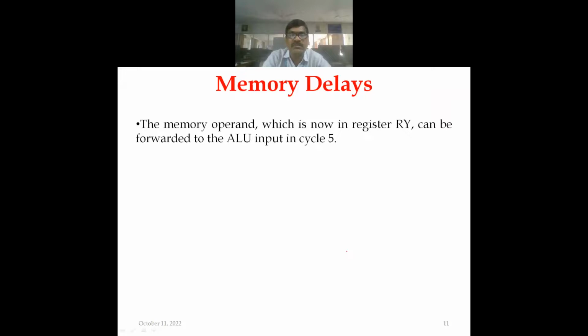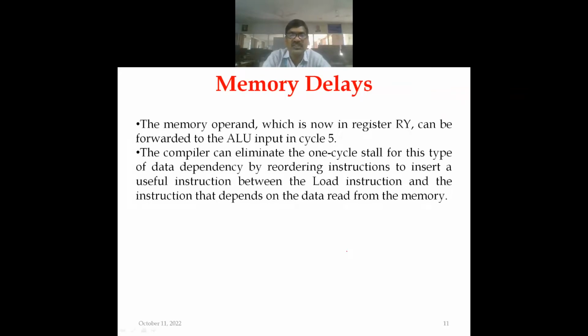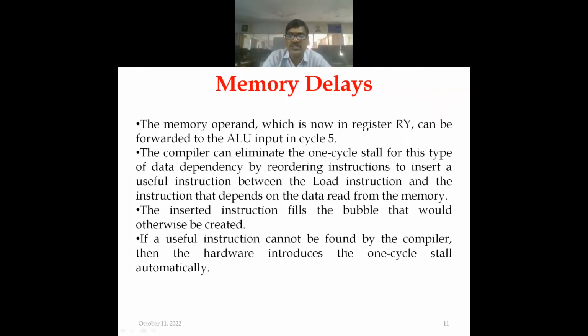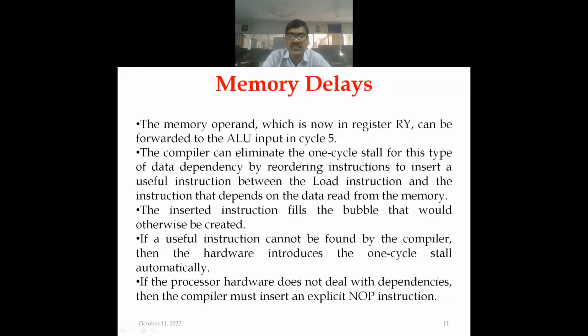The memory operand, which is now in register RY, can be forwarded to the ALU input in cycle 5. The compiler can eliminate the one-cycle stall for this type of data dependency by reordering instructions to insert a useful instruction between the load instruction and the instruction that depends on the data read from memory. The inserted instruction fills the bubble that would otherwise be created. If a useful instruction cannot be found by the compiler, then the hardware introduces the one-cycle stall automatically. If the processor hardware does not deal with dependencies, then the compiler must insert an explicit no operation instruction. The NOP instruction has to be inserted explicitly by the compiler.